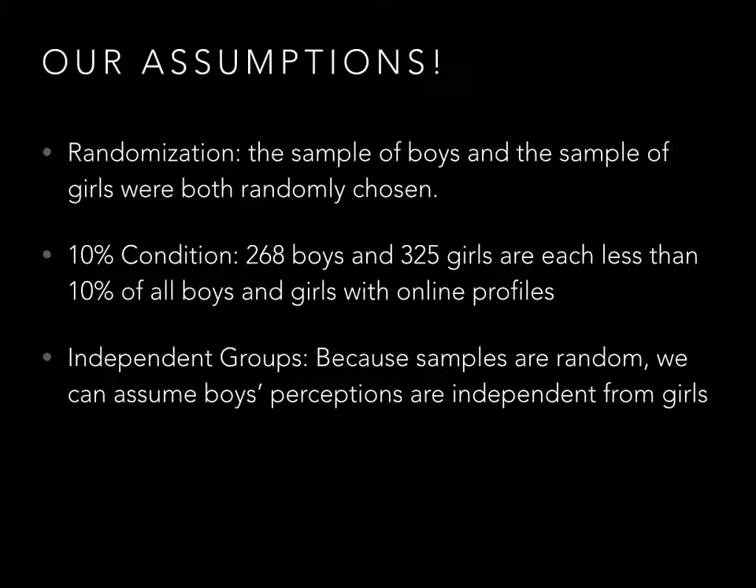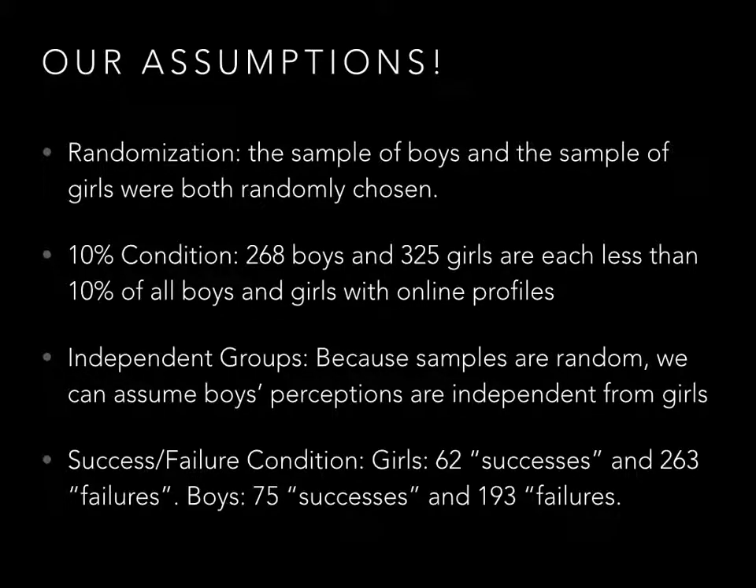The independent groups condition is a new one. Remember, because our samples are random, we can assume that the boys' perceptions are independent from the girls'. And the success/failure condition is large counts. For the girls, there are 62 successes and 263 failures. For the boys, there are 75 successes and 193 failures. And they're all greater than or equal to 10. So all of our assumptions pass, and that means we can conduct a two proportion z test to see if there's a difference between the two samples.